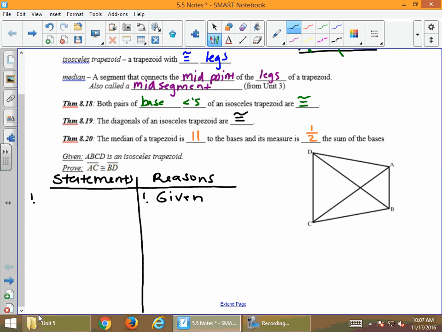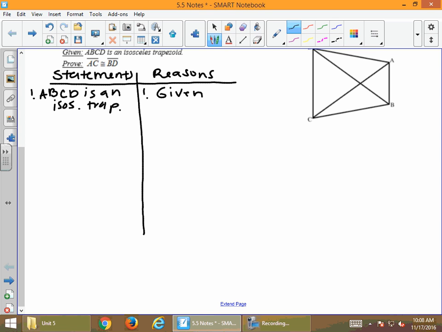What are we going to write? Read? Yeah, what's given to us? So we were given that ABCD is an isosceles triangle. Okay, we're going to abbreviate. Okay? And then what's our last statement? Yeah, what we're trying to prove. We're trying to prove that AC is congruent to BD.